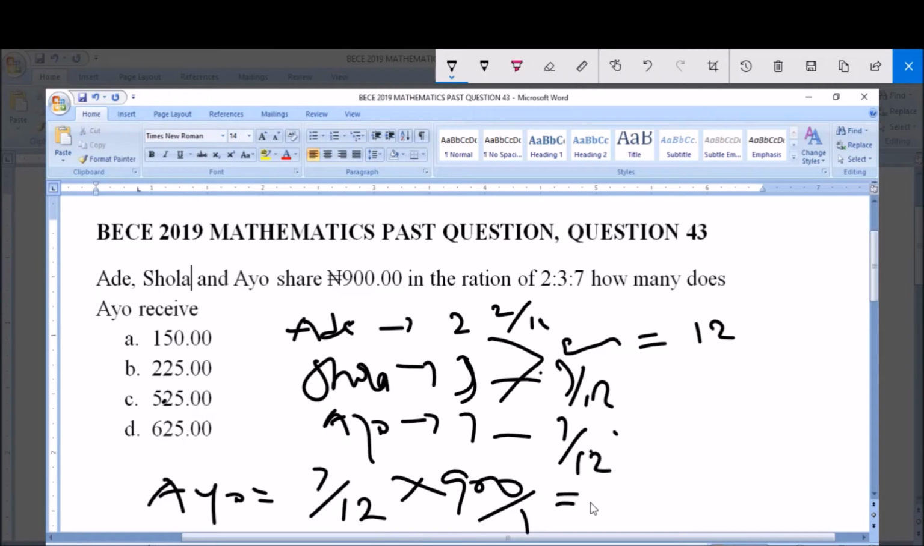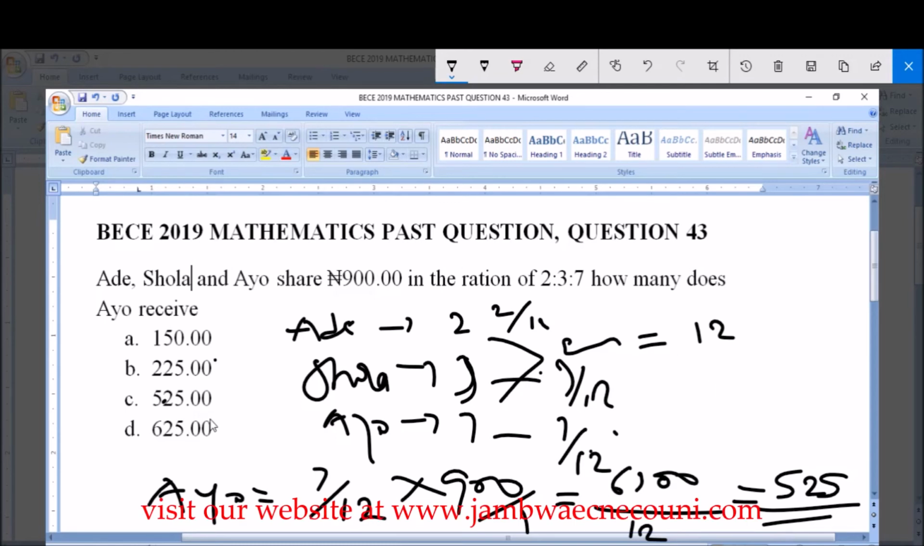So this will give us what? 7 times 900, which is 6,300, and denominator times denominator, which is 12 times 1, all over 12. And 6,300 divided by 12 will give us what? 525 naira. So therefore Ayo receives 525 naira.